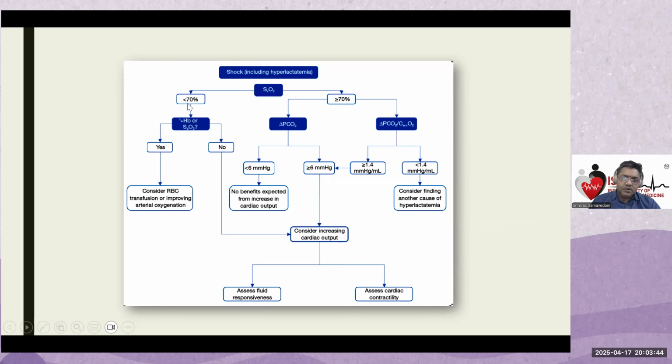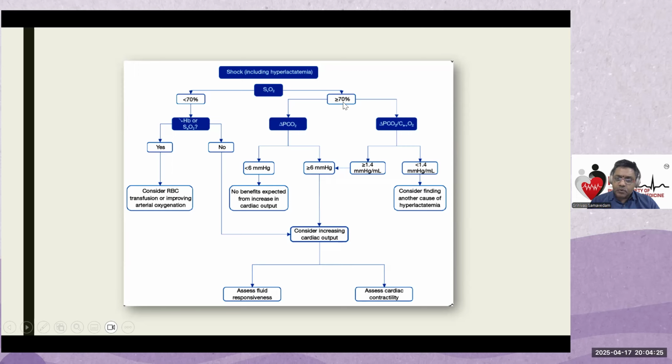If the patient has an SVO2 of less than 70%, you look at the hemoglobin. If the hemoglobin is more than 7 grams or more than 21% hematocrit, you look at the saturation of arterial oxygen. If the saturation is normal, then you could probably transfuse the patient. If the saturation is low, you improve the oxygenation by increasing the cardiac output. On the other hand, if you have somebody whose SVO2 is more than 70%, you look at the delta PCO2. If the delta PCO2 is more than 6, it's a cardiac problem. But if the delta PCO2 is less than 6, there is no benefit expected from an increase in cardiac output.